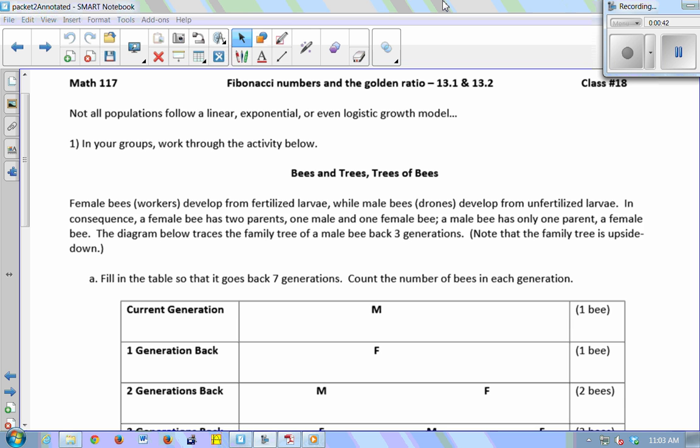Anybody remember? No. What makes logistic growth different than linear or exponential? What's its defining characteristic? We didn't talk about it for very long.